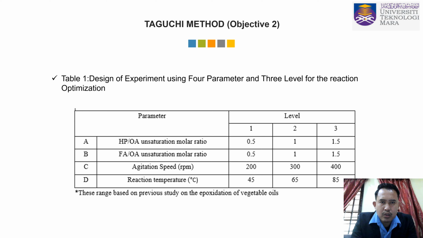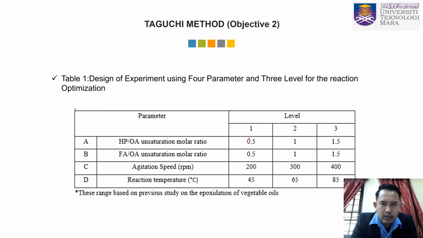So objective number 2, we run the Taguchi method. We have run the design of experiment using 4 parameters and 3 levels of reaction. Firstly, we have 3 levels, 1 to 3, and 4 parameters, which are molar ratio of HPOA, molar ratio of FAOA, and agitation speed reaction.